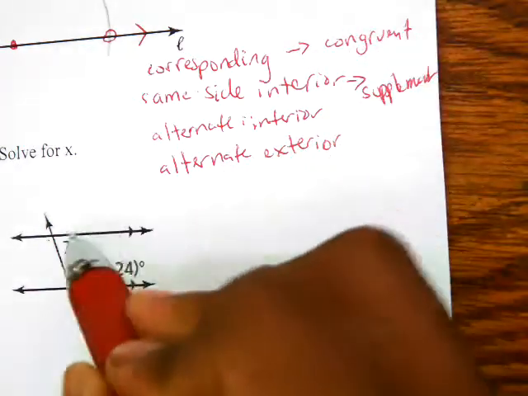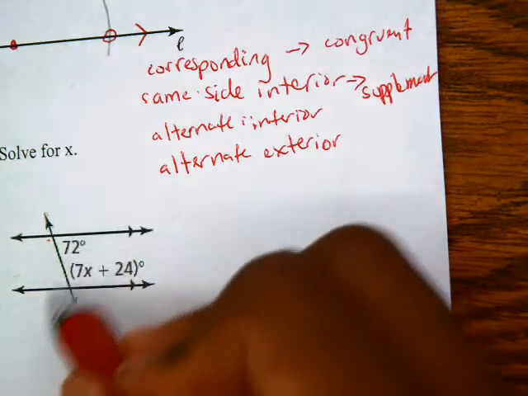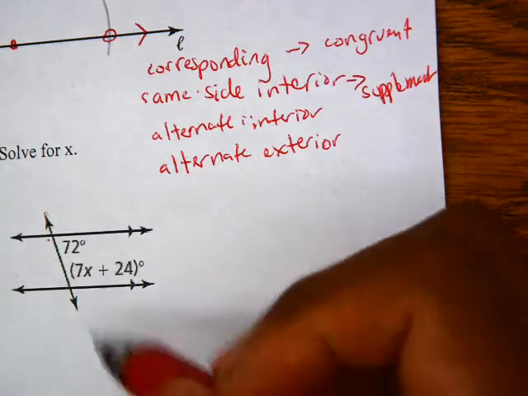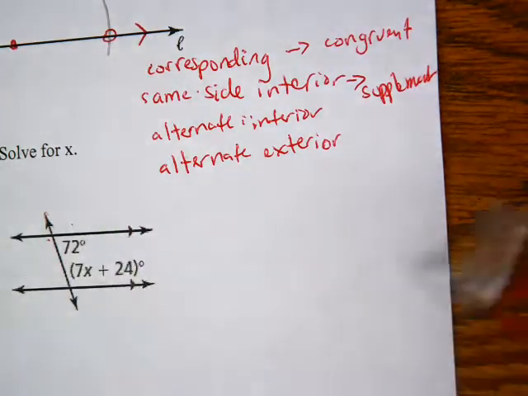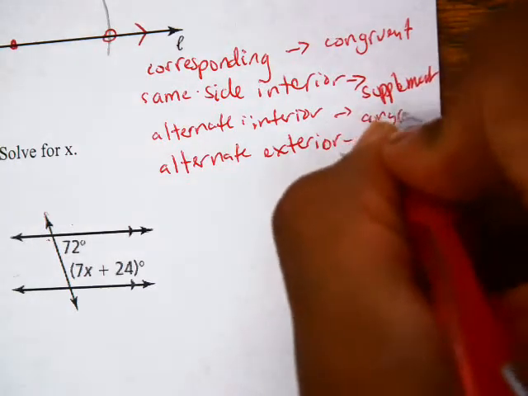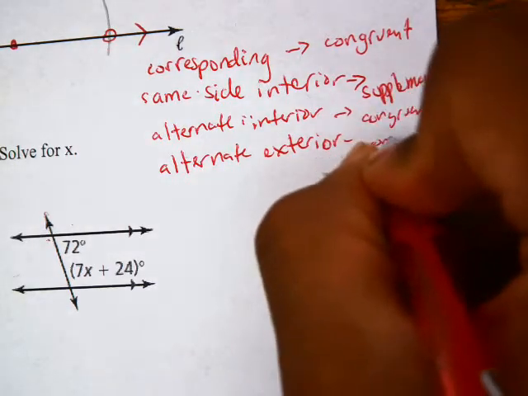Again, that means they're on opposite sides of the transversal. That means left and right of the transversal, but outside the two parallel lines. So here and here would be alternate exterior. All of these are congruent to each other when lines are parallel.